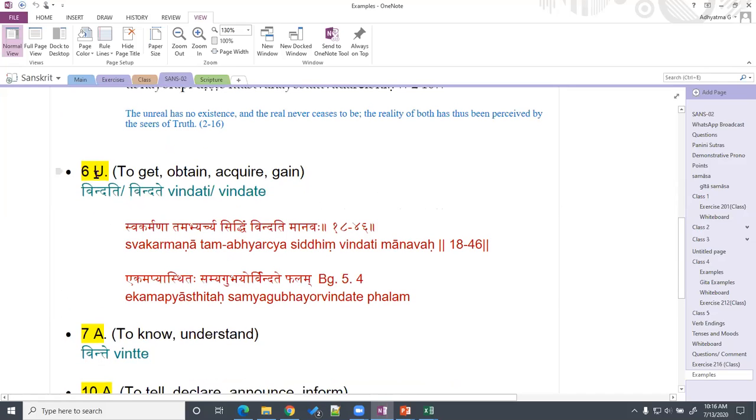Then it also belongs to sixth class. And it's Ubhayapadi, means it takes both Parasmaipadi and Atmanepadi. And here there is a special rule. Instead of Vidati, which is what you would normally expect, it becomes Vindati.